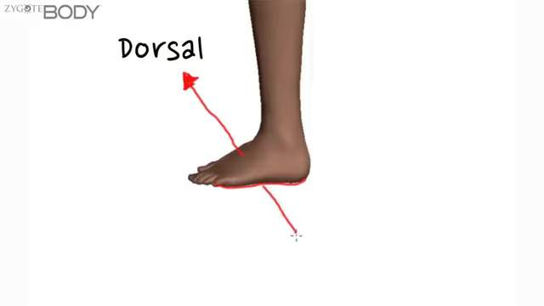When you're looking at structures of the feet, you have two directions that you need to consider. One is the superior part, also known as the back of the foot, and that's of course the dorsal part. Anything on this side here, on the sole of the foot, is called inferior or plantar.